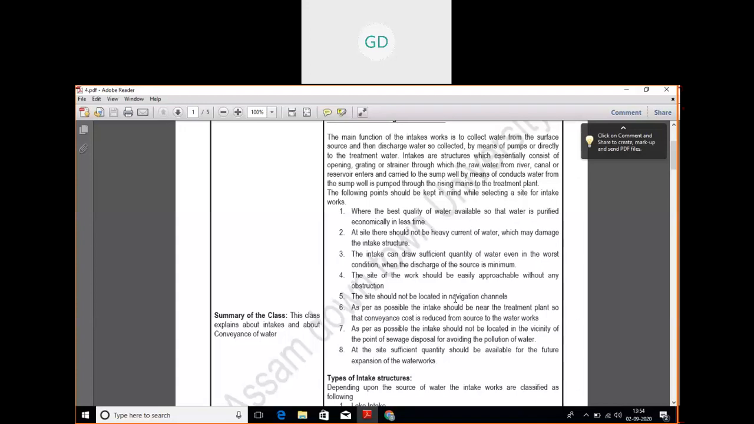The next point: the intake should be located in a place where, even during the dry season of the year, you get water easily. It should be located in such a place that water is available throughout the year, so that even during the driest periods of the year, you can easily find the water, collect it and transfer it to the treatment plant. So these are the points.